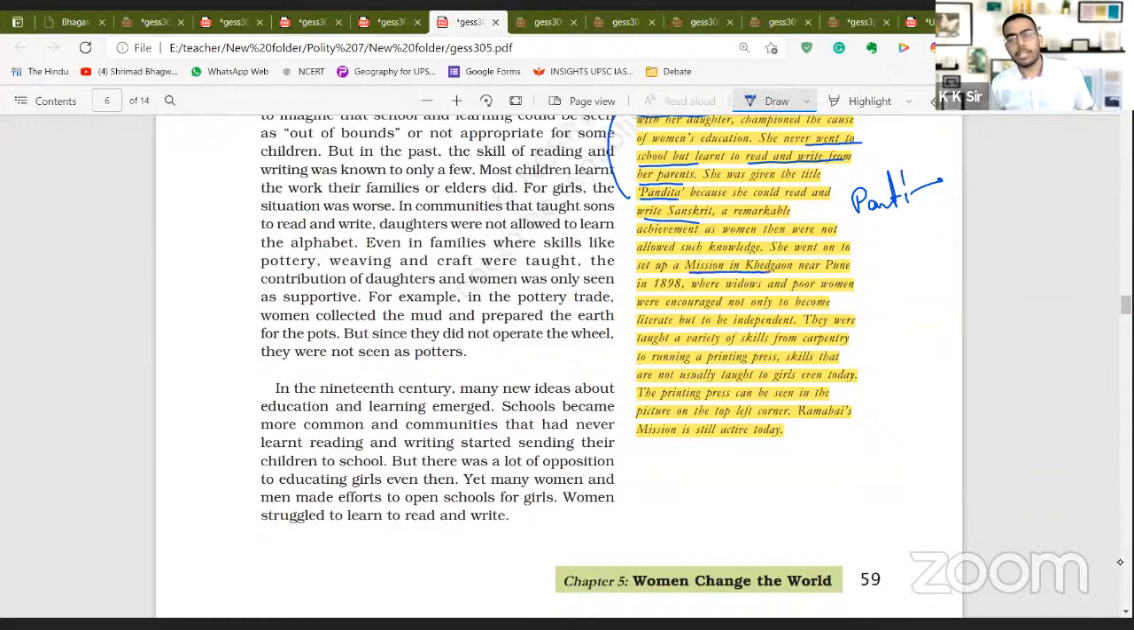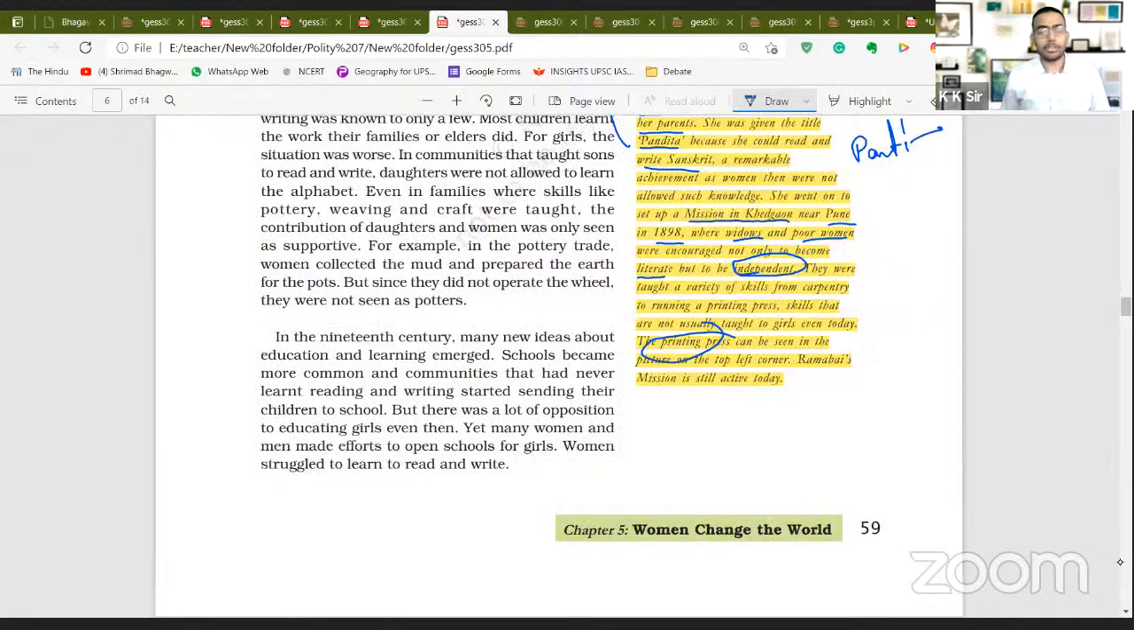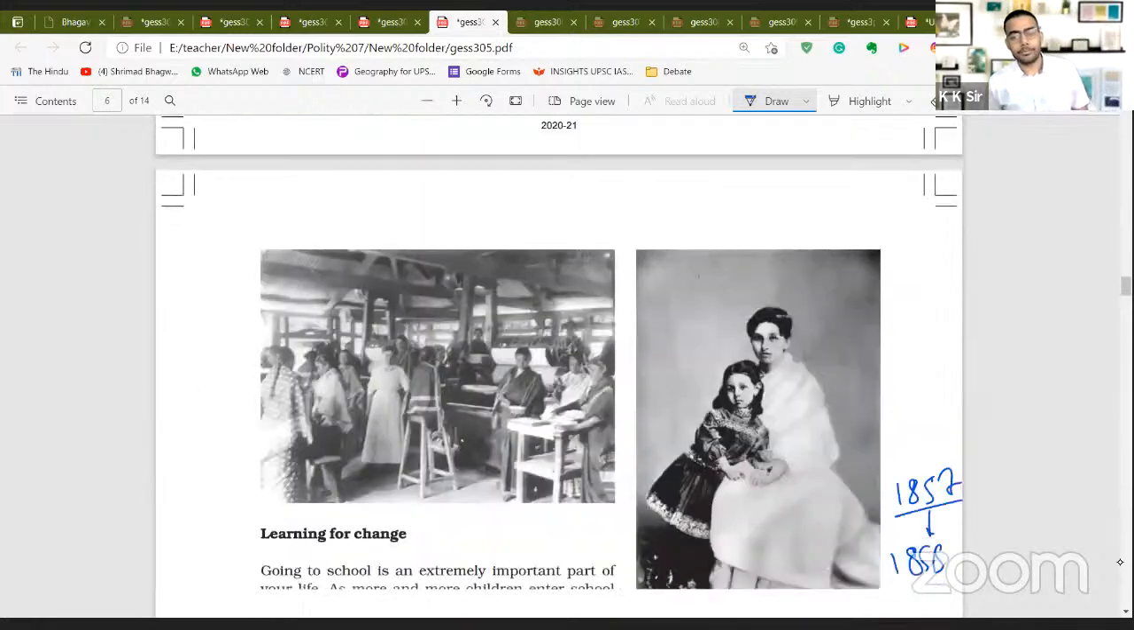up a mission in Khedgaon near Pune in 1898, where widows and poor women were encouraged not only to become literate but independent. She was not just teaching them, she was teaching them to be independent. How? She was teaching them skills, and skills like running printing presses, skills like being carpenters. The jobs we still do not think is possible to be done by the women.